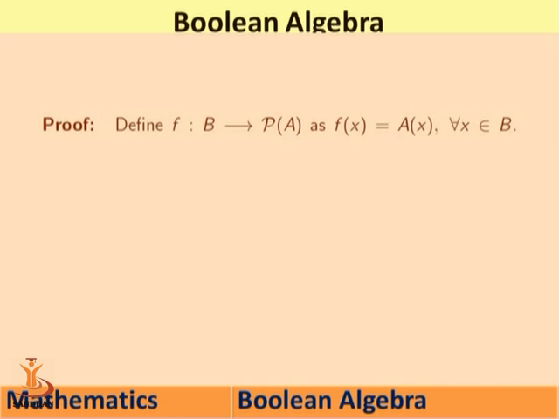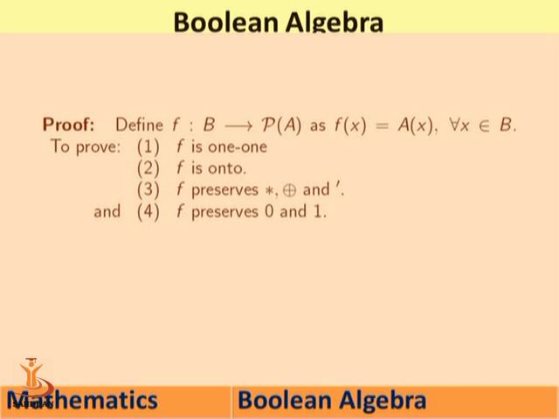We need to define a function f from B to the power set of A, where A is the set of all atoms of Boolean algebra B, as f of x is equal to A of x for each and every x of B. Now to prove that B and the power set of A are isomorphic, we need to prove these four conditions. That means f should be 1-1, f is onto, f preserves star, ring sum, dash, and f preserves 0 and 1.